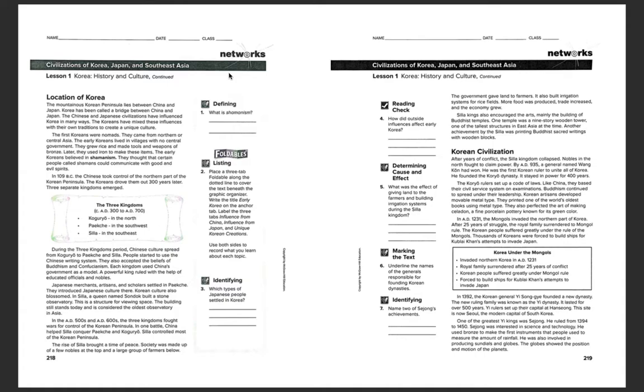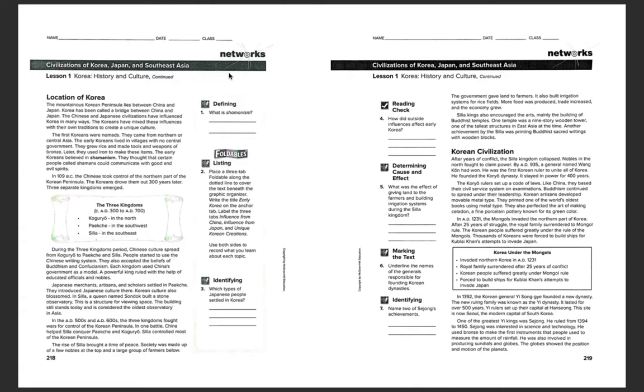In 109 BC, the Chinese took control of the northern part of the Korean Peninsula. The Koreans drove them out 300 years later. Three separate kingdoms emerged. The three kingdoms were the Koguryo in the north, the Paekche in the southwest, and Silla in the southeast. During the Three Kingdoms period, Chinese culture spread from Koguryo to Paekche and Silla. People started to use the Chinese writing system. They also accepted the beliefs of Buddhism and Confucianism. Each kingdom used China's government as a model. A powerful king ruled with the help of educated officials and nobles.